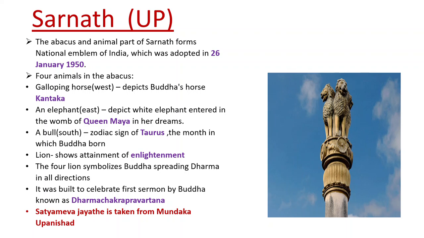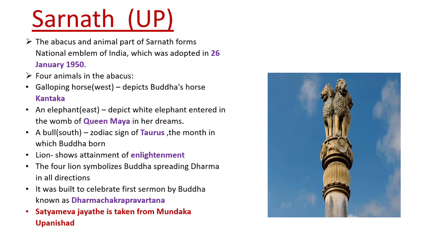There is a lot of speciality to the pillar edict in Sarnath. This is a part of the national emblem, which was adopted on 26 January 1950. It is not the whole Sarnath pillar which is used as part of our national emblem. Only the abacus and animal part is used here. And there are a lot of animals we can see in the image.